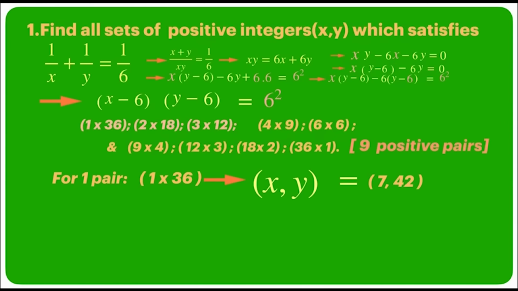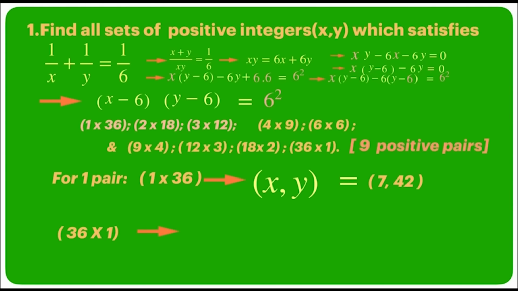So 18 and 9 will be another set of values of x and y. All these values of x and y will be the values from the given equation. For the next pair of values, that is 18 into 2, we also get another value of x and y, that is 24 and 8.